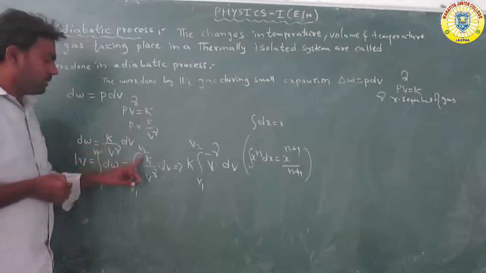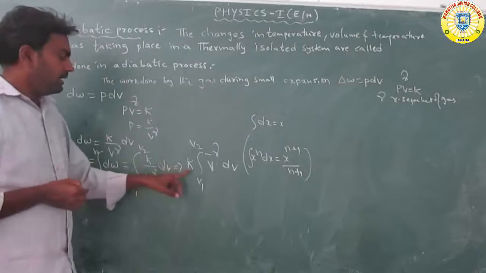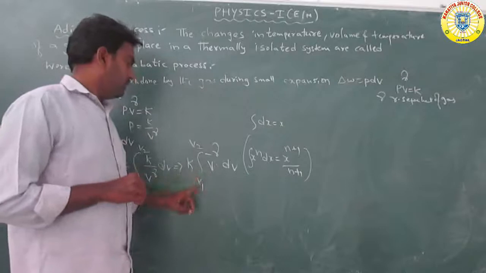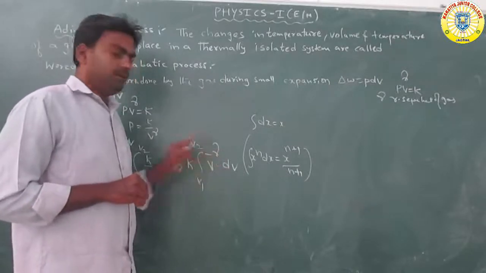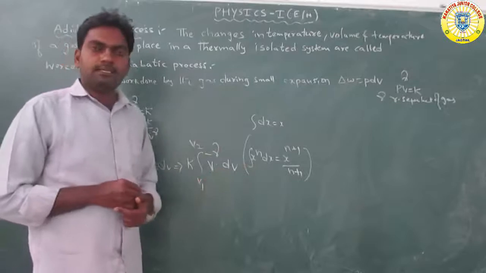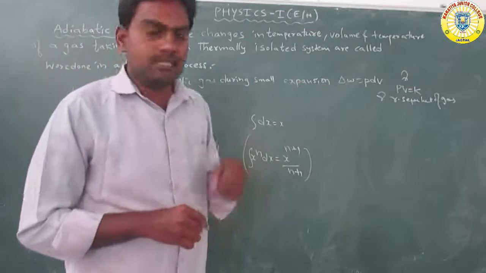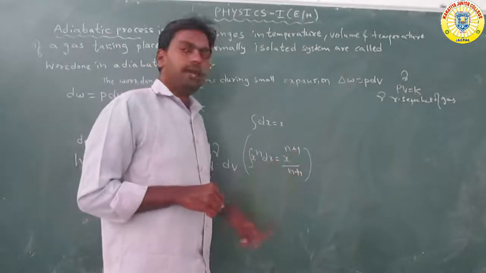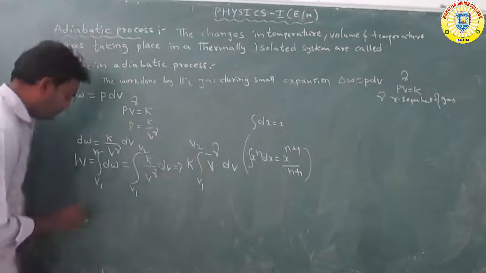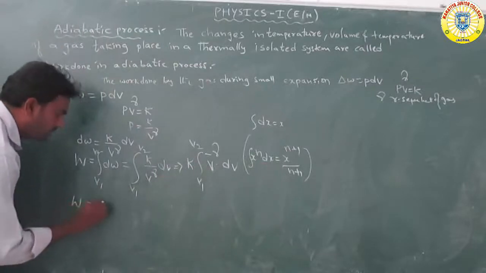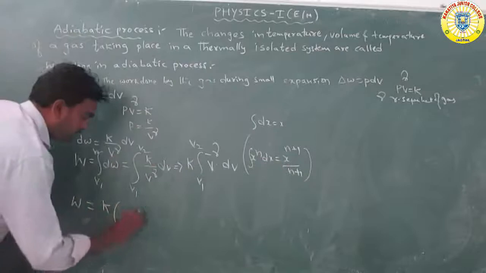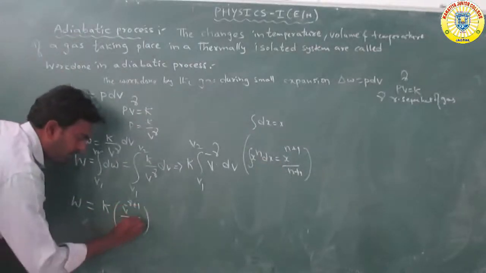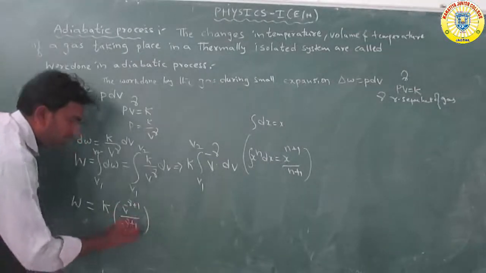So k by v to the power of gamma dv is substituted, and k is taken outside of the integration. So from v1 to v2, v to the power of minus gamma dv. Just for example, the integration pattern is applied. The integration of x to the power of n dx is equal to x to the power of n plus 1 by n plus 1. Now here, substituting, w is equal to k times the integration of v to the power of minus gamma, so v to the power of minus gamma plus 1 by minus gamma plus 1.